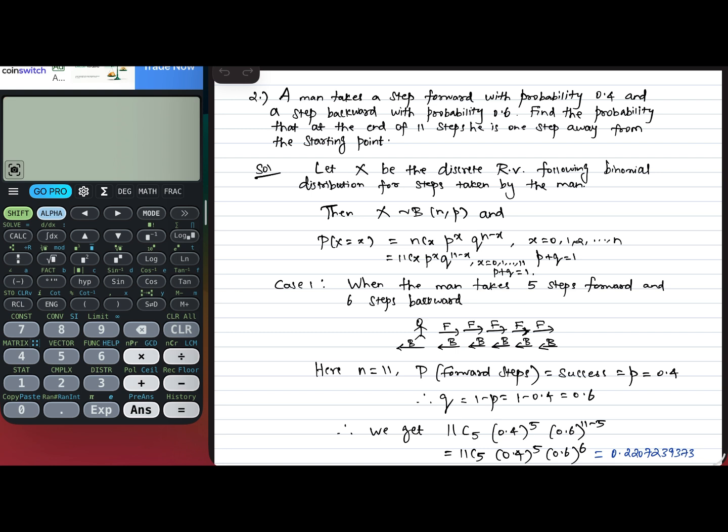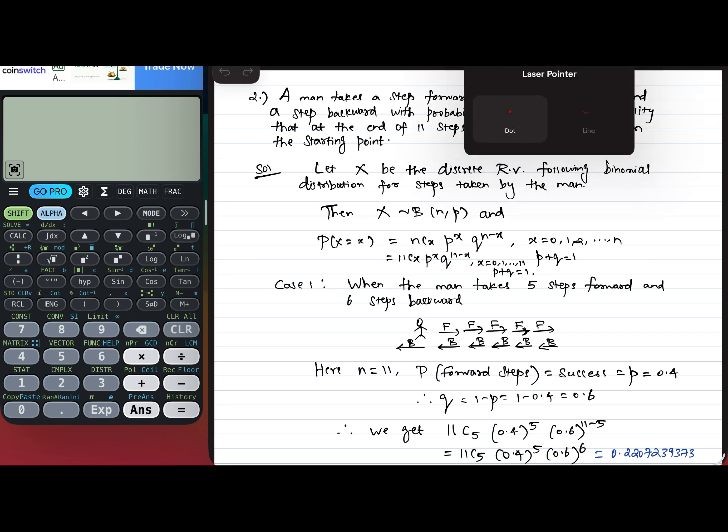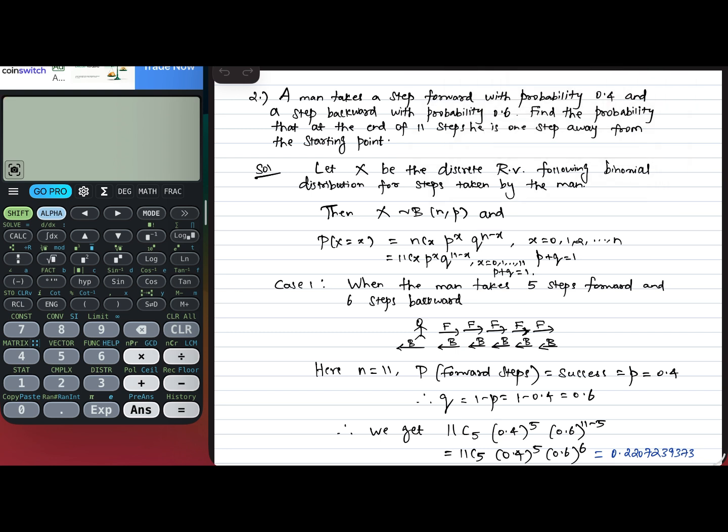So here you can very well see this problem could be solved by the approach of the binomial case. Let us define X to be the discrete random variable which follows the binomial distribution for the steps taken by the man. Then X follows a binomial distribution with two parameters, one is n, the other one is p. Here n is the number of trials, p is the probability of success.